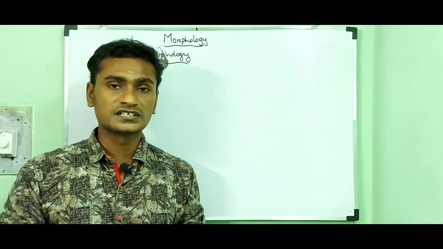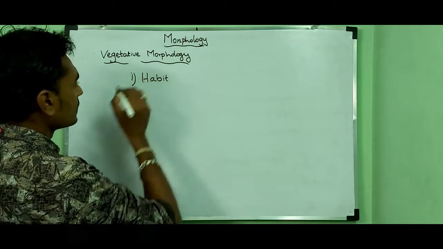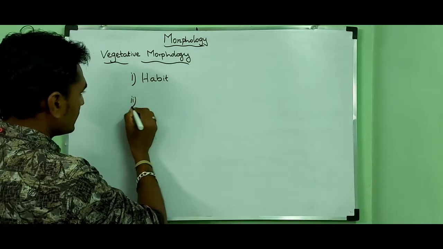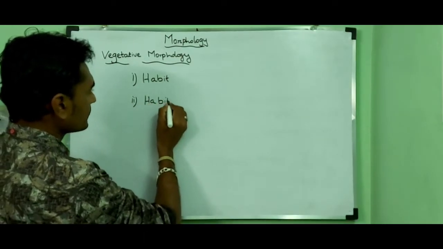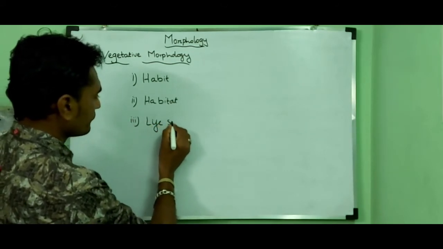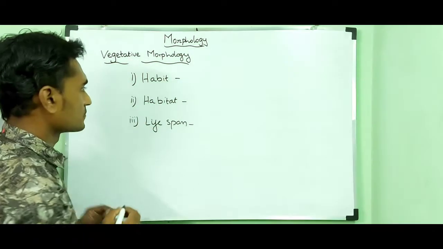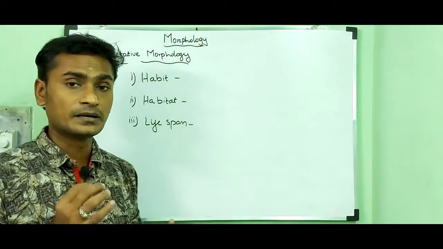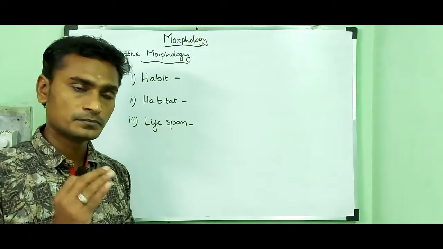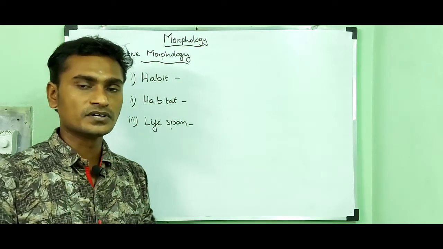So to understand vegetative morphology, we have to learn the important components like habit of the plant, habitat of the plant, then lifespan. What is called habit, habitat, lifespan? So the habit is referred as a general form of a plant.